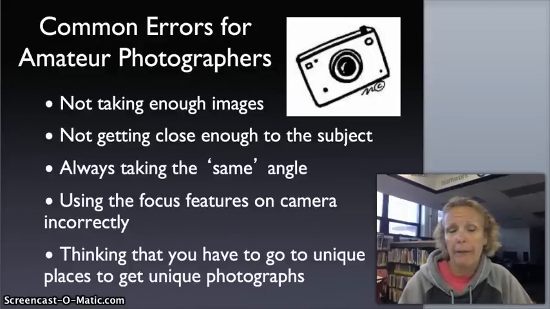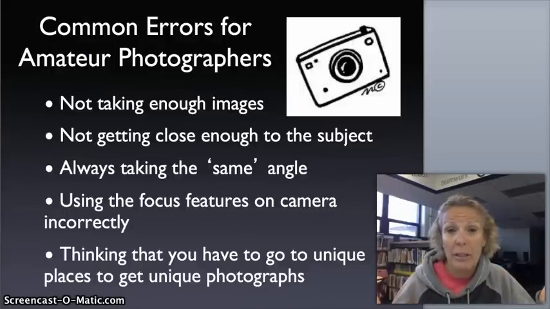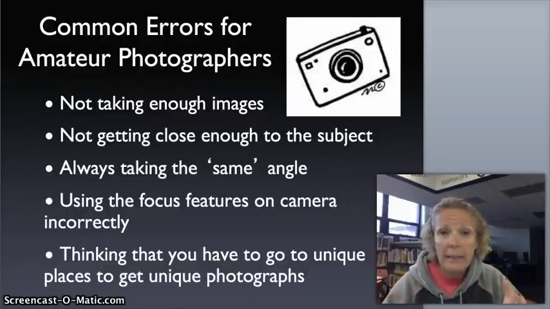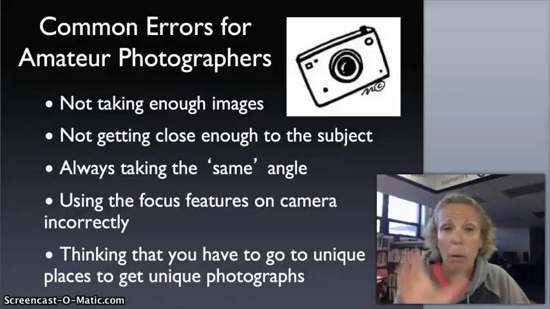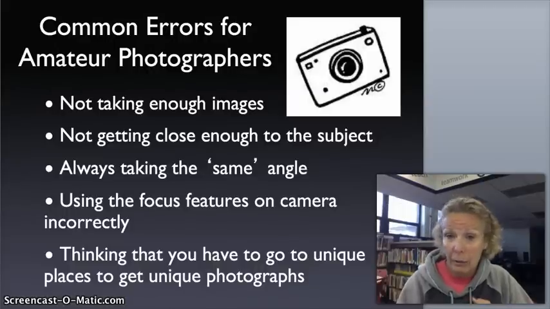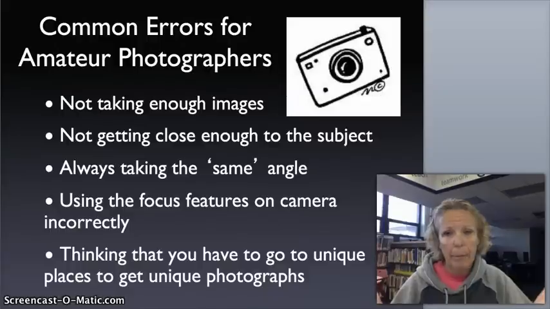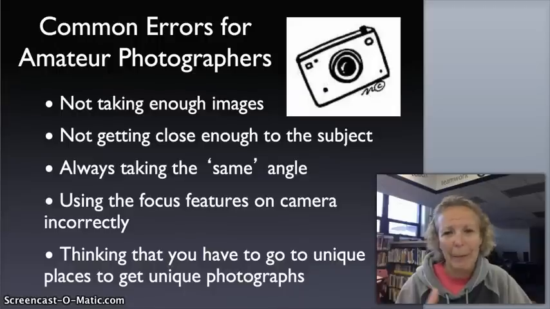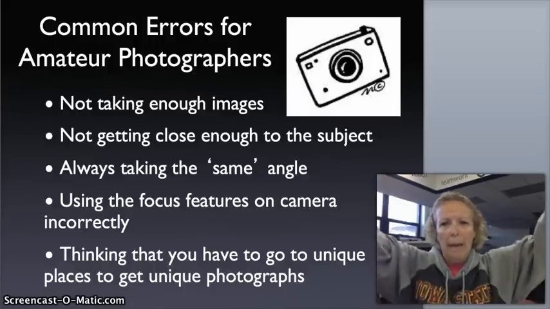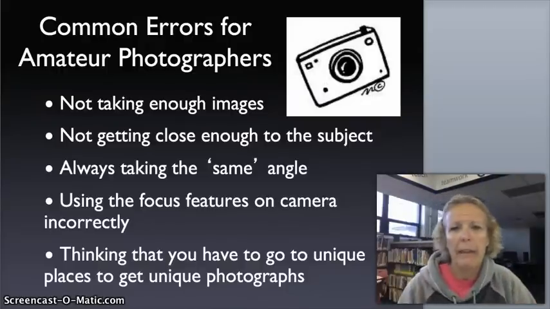Common errors for photographers, us, the amateurs. Just very quickly: not taking enough images. You guys make sure, it doesn't matter, it's digital. Take a lot. So when you're out in lab today, take different shots of your dots. You don't have to take one shot for each one. Not getting close enough to the subject. Always taking the same angle. We always stand up when we take our pictures. What happens if we get down on the ground? I'm not saying get down on the ground, but think about high up, low, different angles.